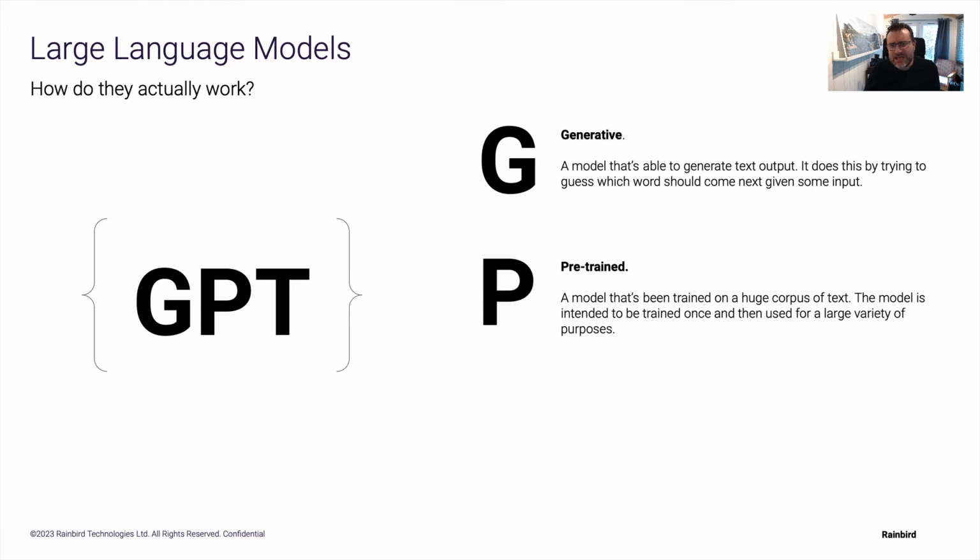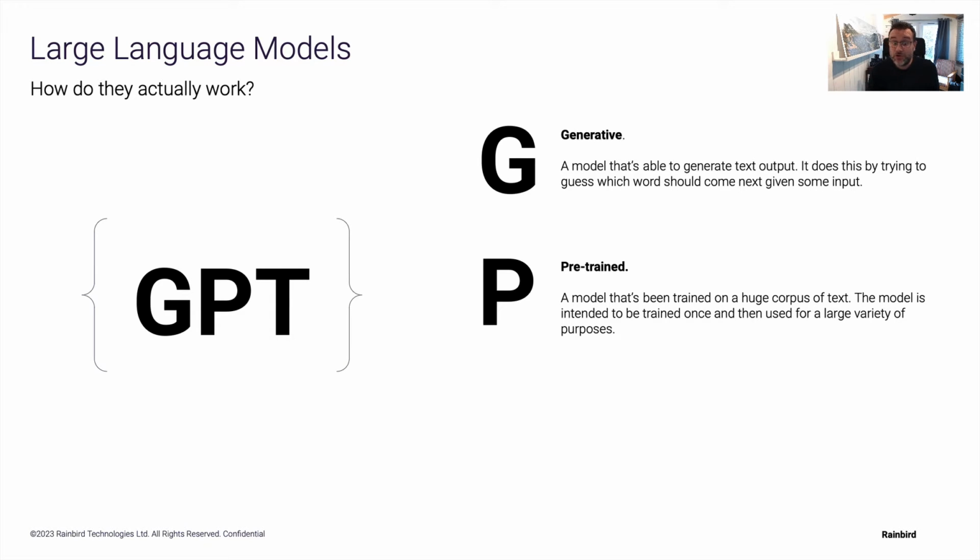So the P in GPT is for pre-trained. Really, that means that these are models that have been trained on a huge corpus of text, typically scraped from the open public internet. The key thing to understand here is that these models have been intended to be trained once, but then used in a large variety of different situations.